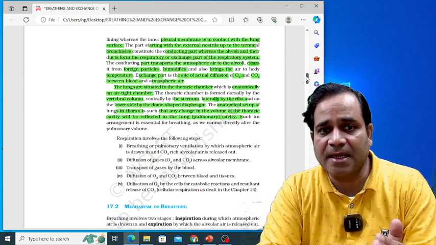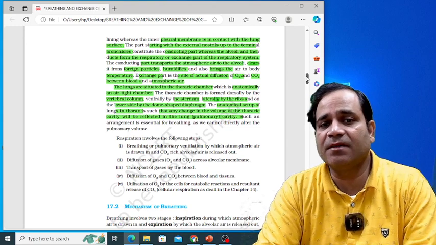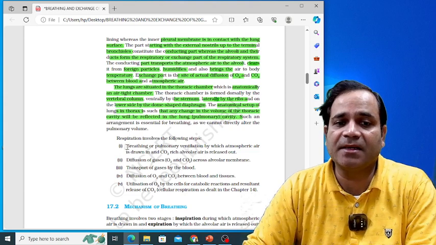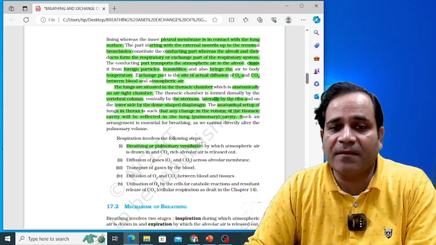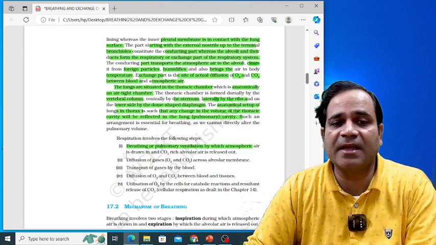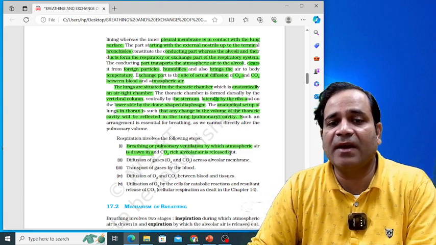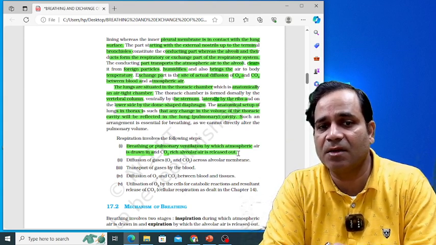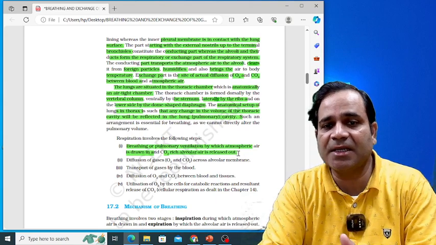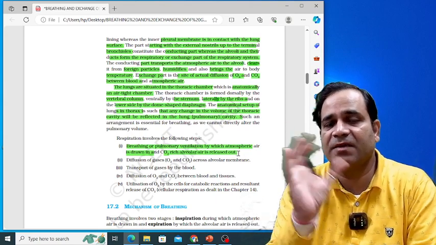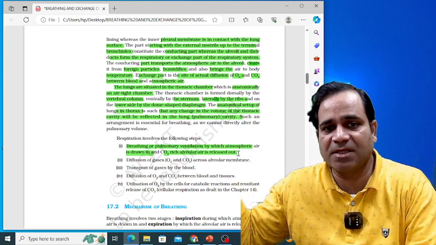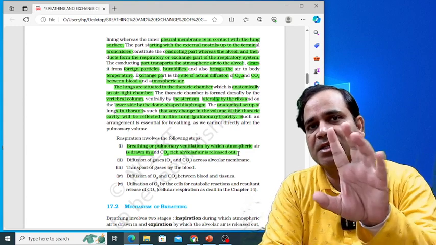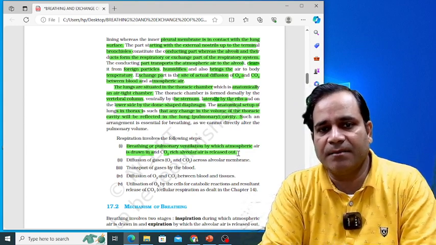Now there are some steps involved during respiration. Let's see the steps involved during respiration. Number one, breathing or pulmonary ventilation, by which atmospheric air is drawn in and CO2-rich alveolar air is released out. The atmospheric air, meaning the air present in the atmosphere, is drawn in, and afterwards the CO2-rich alveolar air is released out. This is the first step.